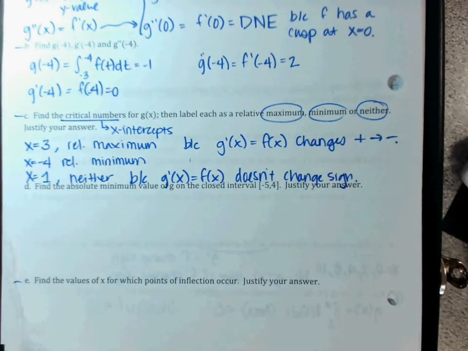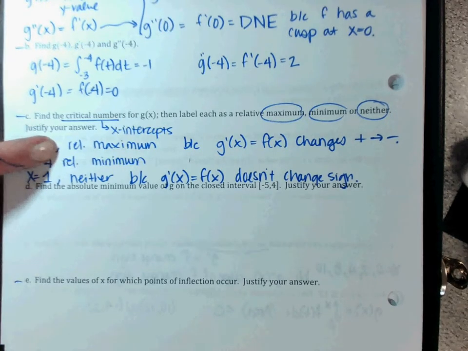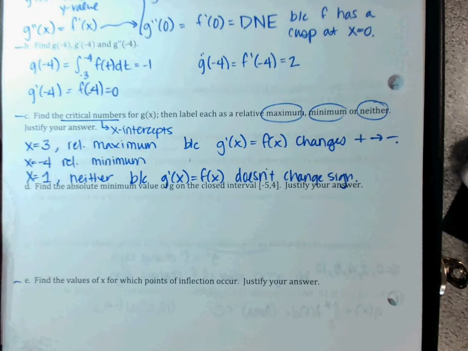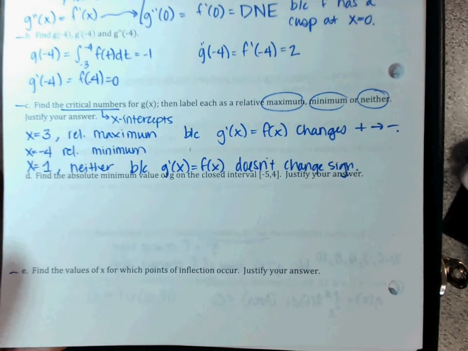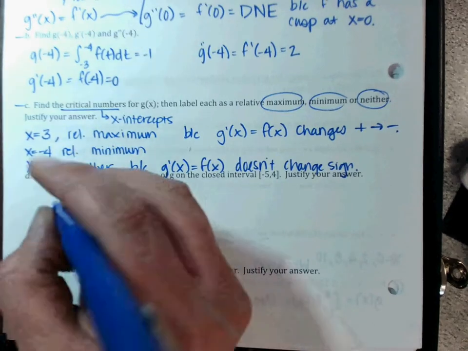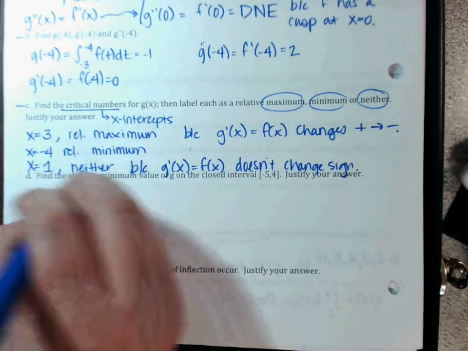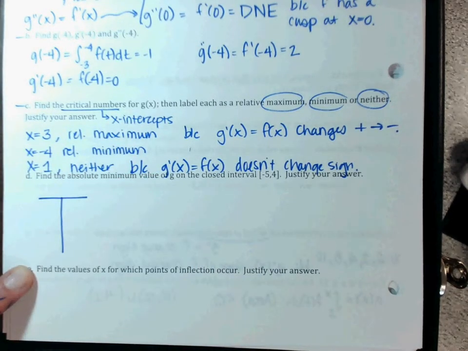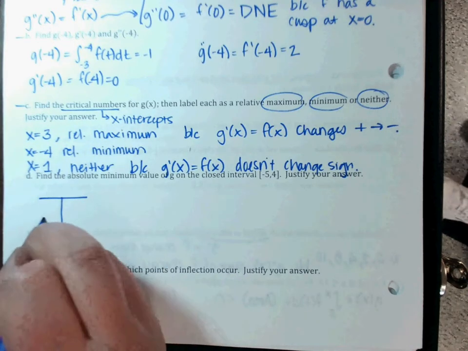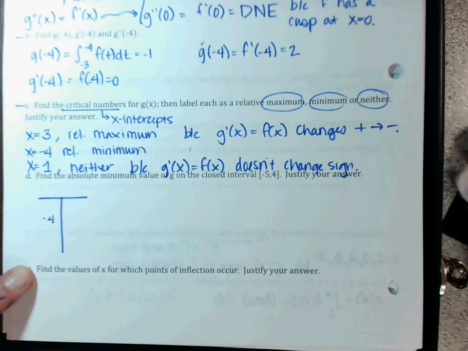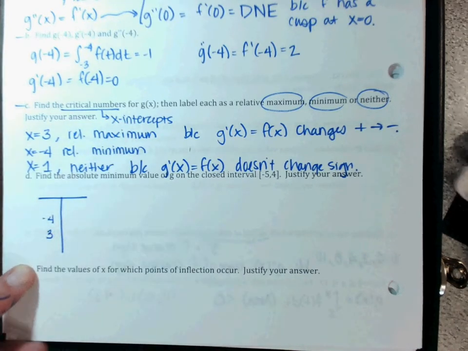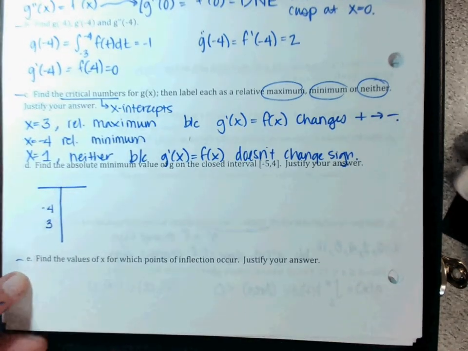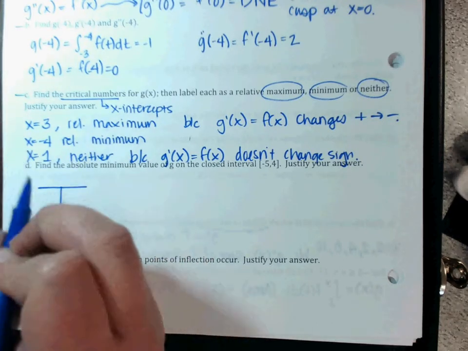Okay, part D. So it says find the absolute minimum. So these are relative mins and maxes. What's different for absolute? You have to do the what? Candidates chart. So what goes in my candidates chart? Okay, my min, which was at negative 4. What else? My max, which was 3. And then what else? The endpoints. Very good. So negative 5 and 4.